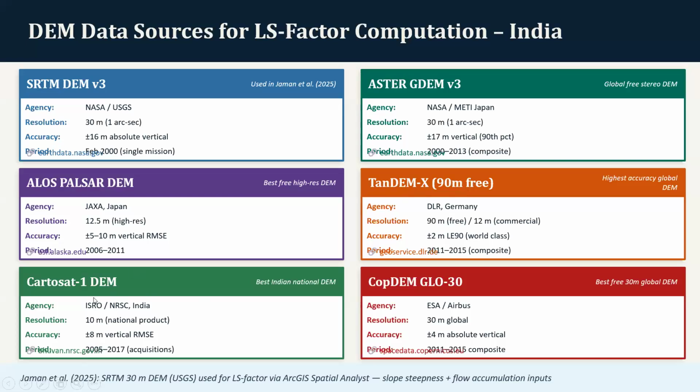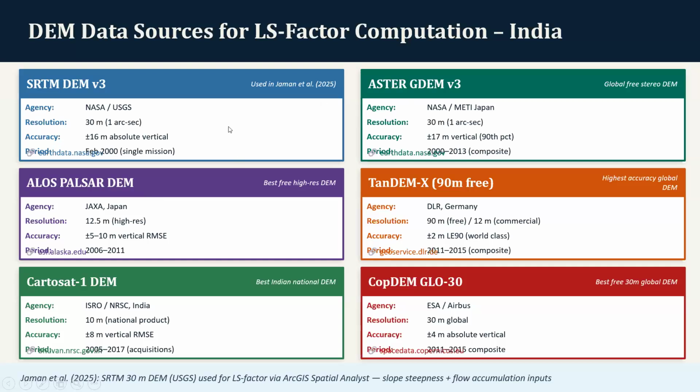Okay, and you can find Cartosat DEM of 10-meter resolution, but this is not freely available. 30-meter resolution is freely available. To access the 10-meter resolution, you have to request it and purchase it. But with ALOS PALSAR you can have a resolution of 12.5 meters. So these are all the datasets.